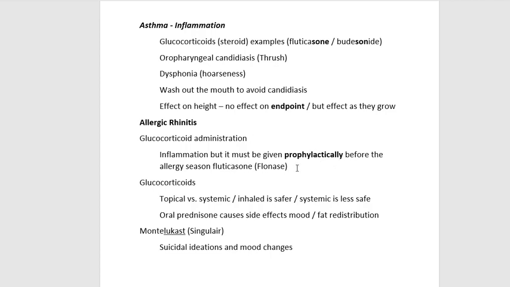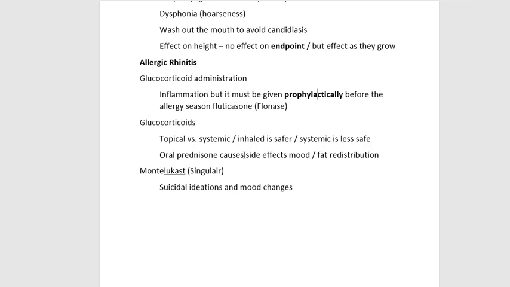You might use something like fluticasone to prevent the inflammation in the first place, and it works a lot better this way. So in terms of glucocorticoids, topical versus systemic versus inhaled, it's just a lot safer to use it topically for sure, but then inhaled would be next, and then systemic is probably the least safe of them.